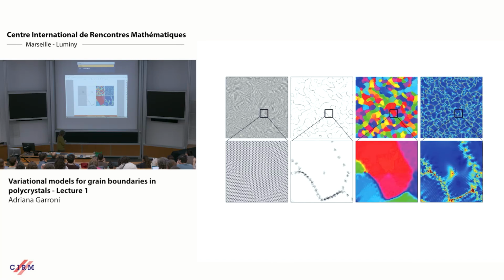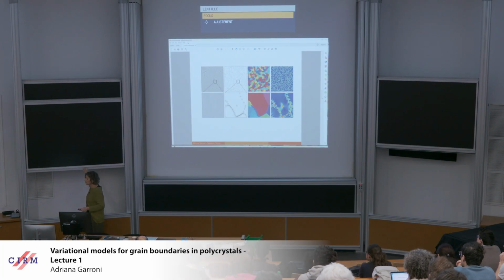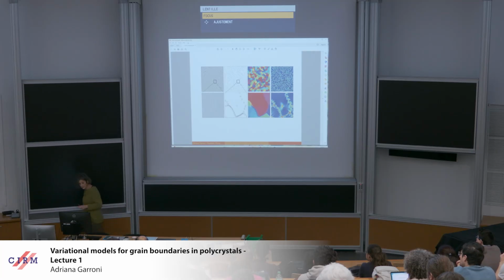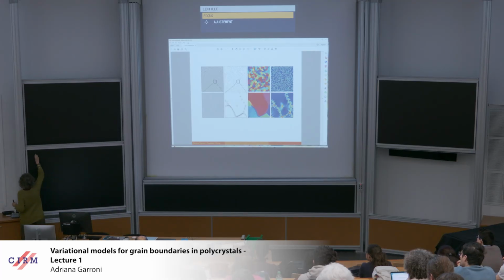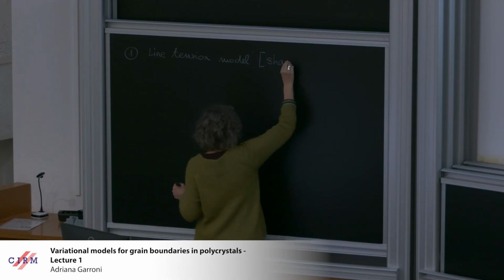And then, if I succeed in giving the second lecture, I will also try to tell you something about a model which describes this situation of grain boundaries, so metals, polycrystals, at a scale in which you see the grains and the boundaries. This case will be related to a model which is a line tension model, which I will call a sharp interface model.